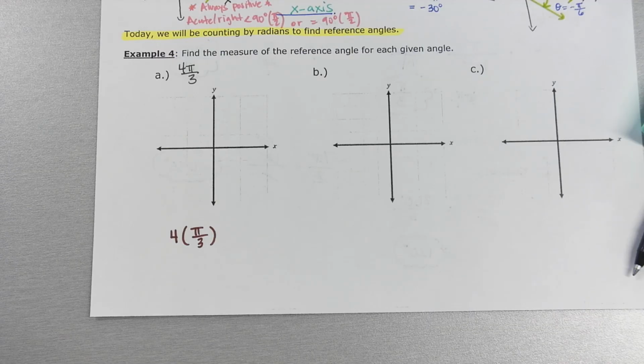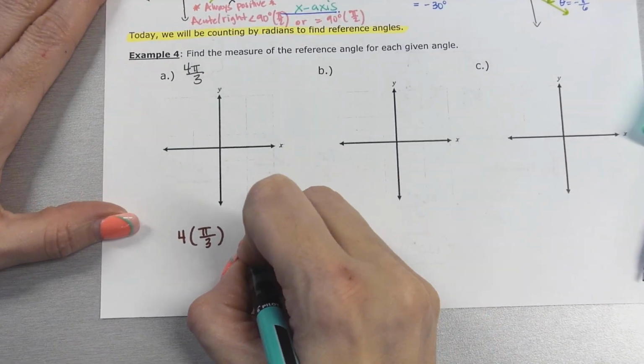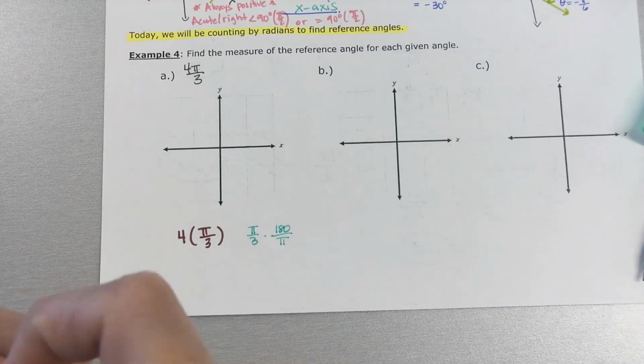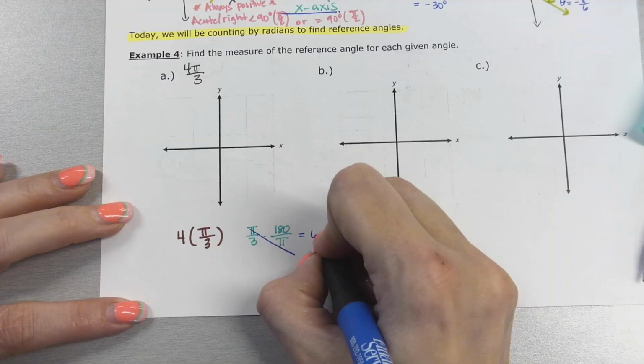Okay, so this is going to help you because you don't have to do as large of a conversion. So with pi over 3, you are just going to multiply that by, I'll do it on the side. Okay, you're just going to do pi over 3 times 180 over pi. Going to cancel those out. 180 over 3 is 60 degrees.